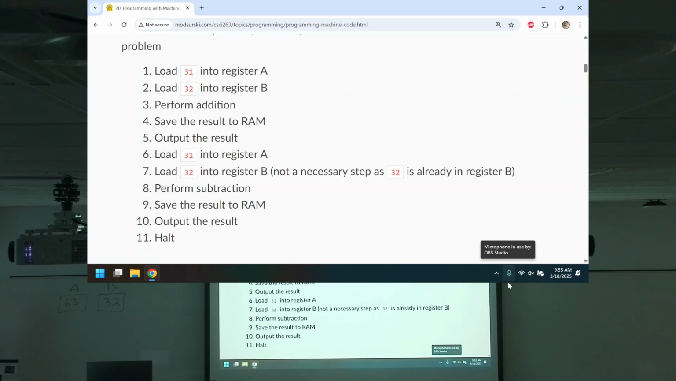Now if I want to do 31 minus 32, I've got a problem because 63 is in A. So I have to put 31 back in here. And although here on line 7, I'm saying load 32 into register B, it's already there. So that step's kind of useless, but I'm including it because, again, I want to make it as intentional as possible.